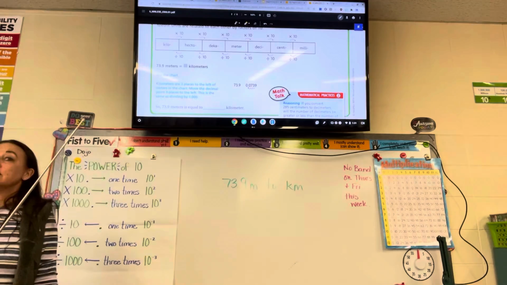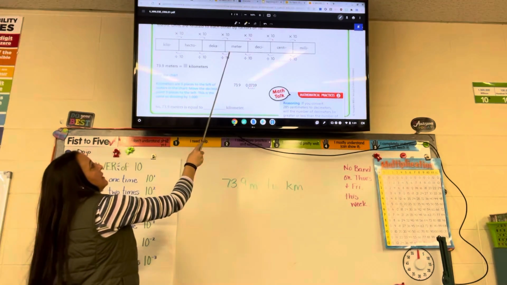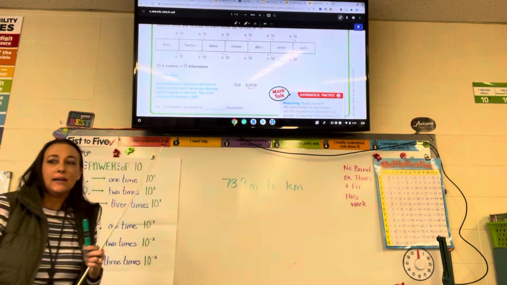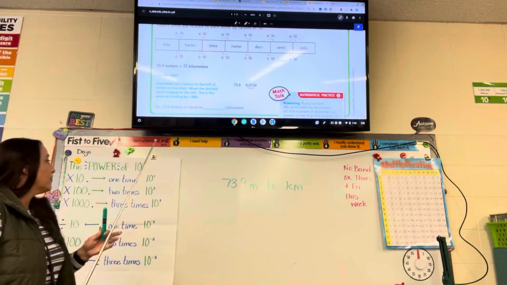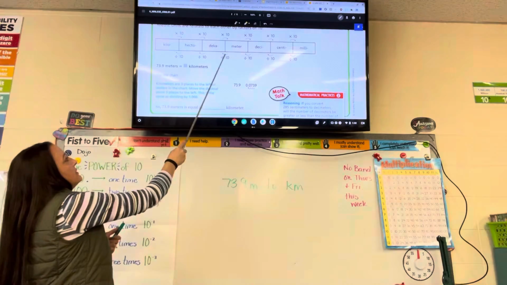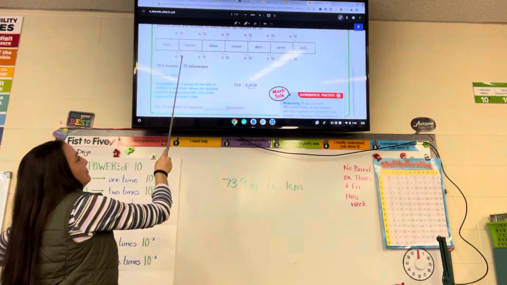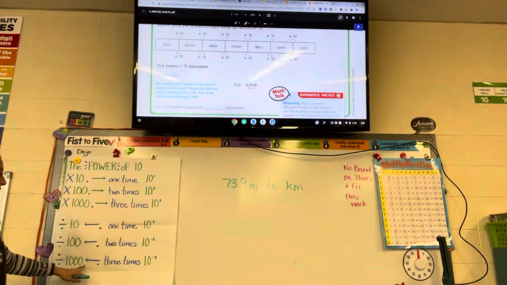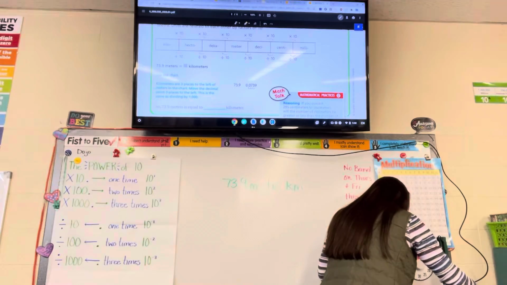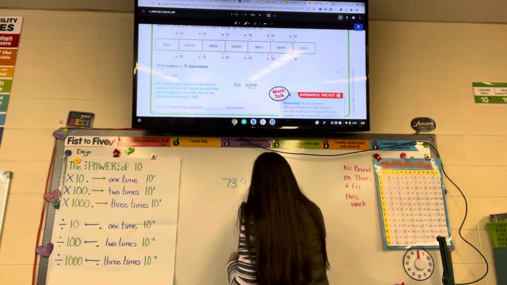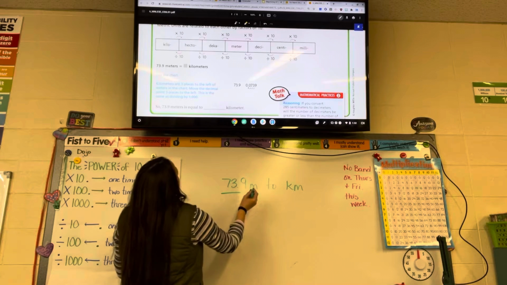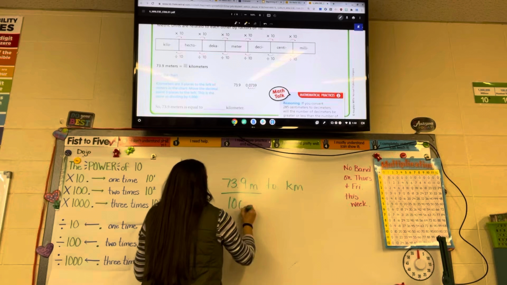Divided by 1,000. Because look, 10, 100, 1,000. Okay? 10 to the power of 3. So we're dividing by 1,000. When we divide by 1,000, it's 10 to the power of negative 3. All right, so here we go. We're starting with 73.9 meters to kilometers. That means we are dividing by 1,000.